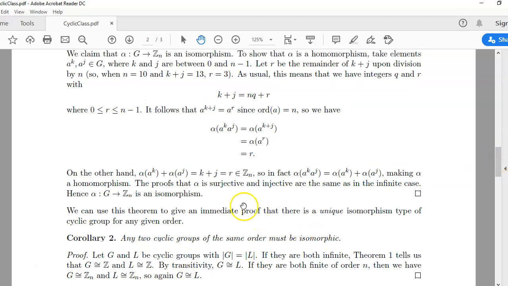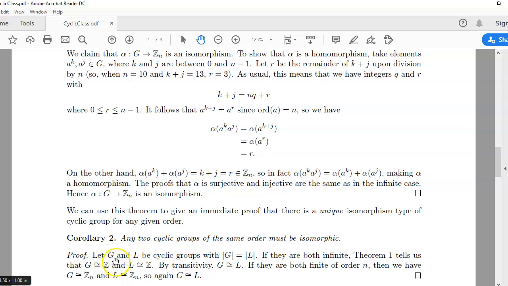So now we're done. We can actually use this theorem to give an immediate proof that there's only one isomorphism type of cyclic group for any size. Right? So here we go. Any two cyclic groups of the same size must be isomorphic. So we're proving there's only one isomorphism class when you have cyclic groups of a given size. Any two of the same size, as long as they're cyclic, must already be isomorphic. And here's the proof. It's simple now.